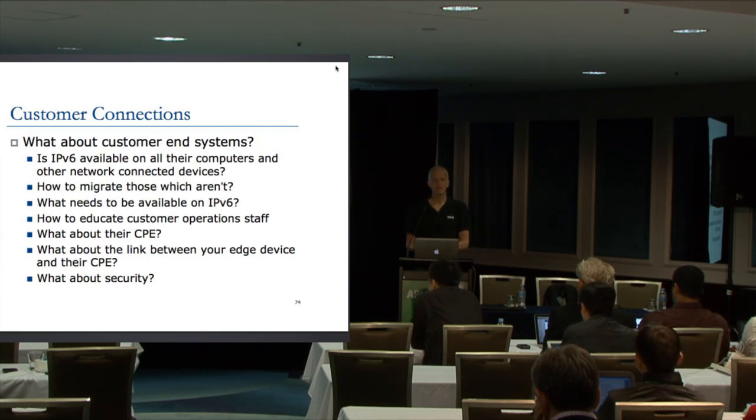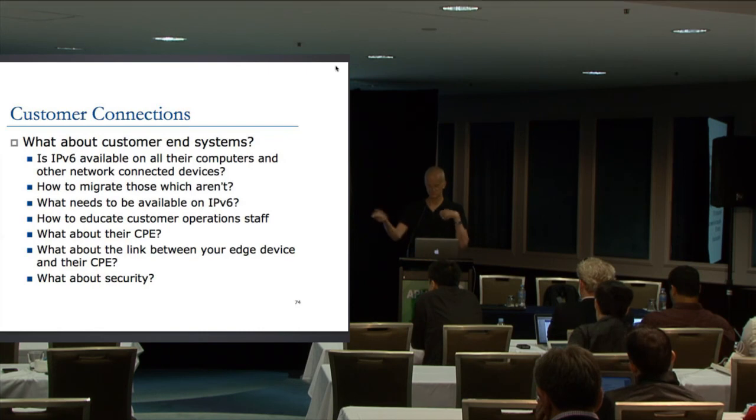What about their CPE? I mean, if you've provided the router, it's pretty simple. You might just be able to plug, play, swap. What about the link between your edge device and their CPE? And of course, good old one, the security.